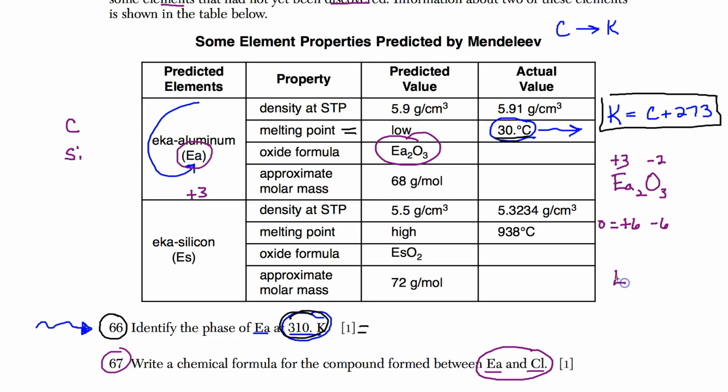And knowing Ea is +3, and knowing that a halogen like chlorine is -1, if you want to crisscross, or you want to just figure out that you need what? 3 chlorines, which are equally -1 apiece to give you an overall -3, will match and neutralize the +3 to make the compound 0. So that is your formula.